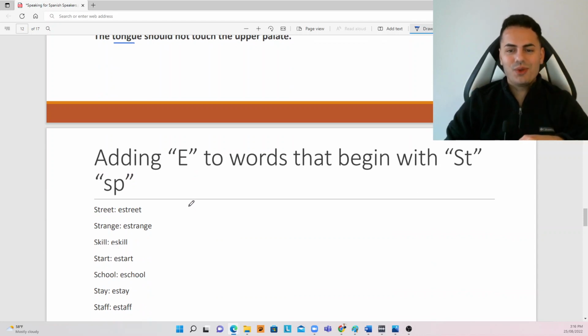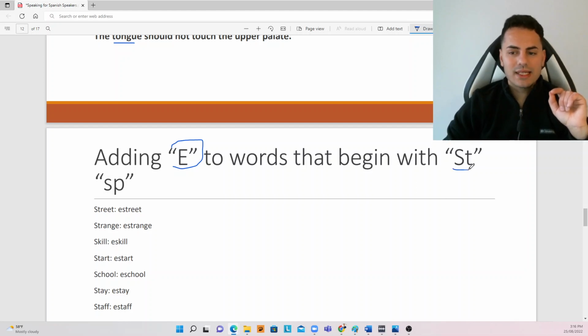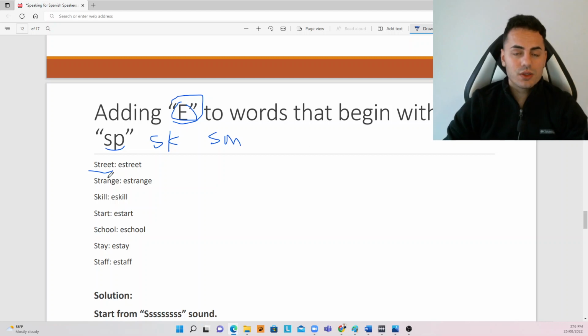Okay, this is one of the biggest issues that I would love you to fix. Adding a sound for the words starting with ST or SP or SK, or SM. Because in Spanish you would never find a word starting with a consonant cluster without having a vowel before this consonant cluster. So that's why Spanish speakers, or some of them, could say estreet for street, because of the lovely Spanish language, by the way. I'm learning this language right now because I'm falling in love.